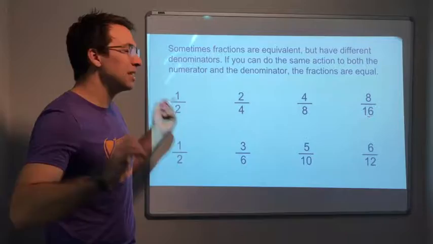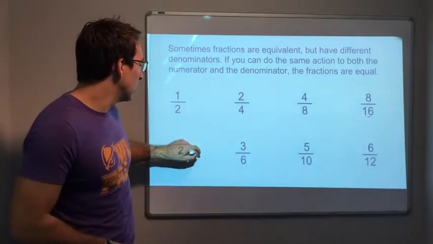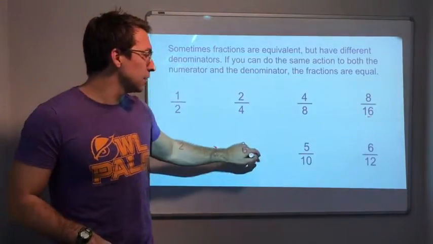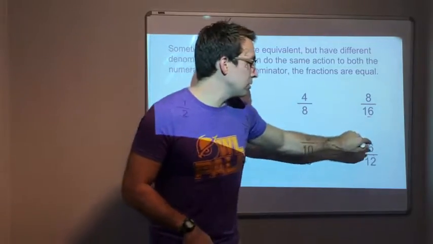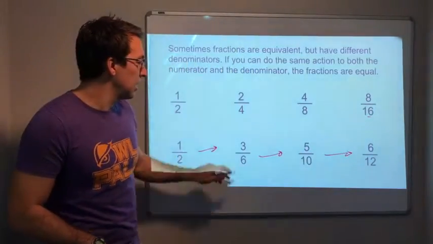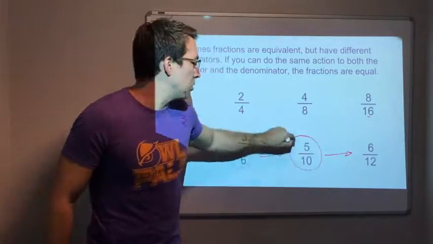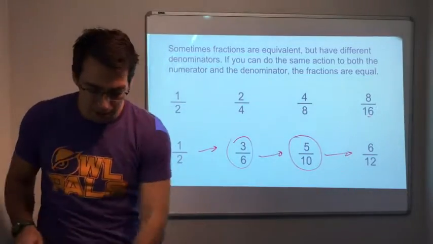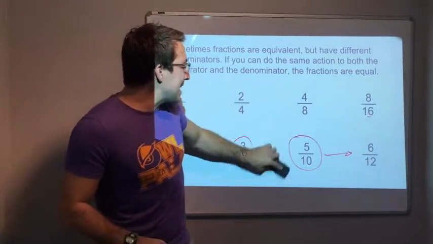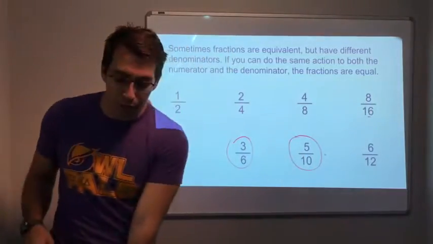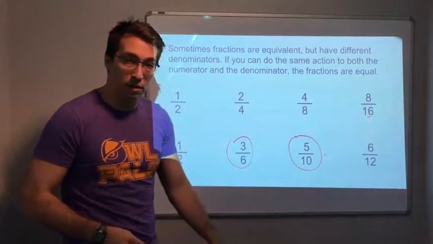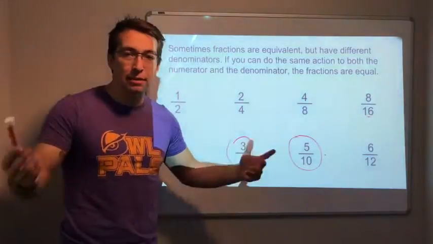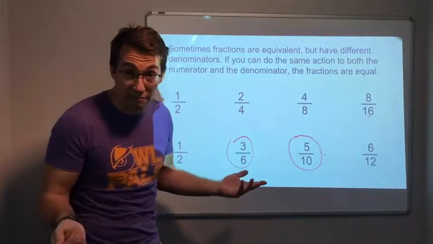All right? Now, same thing here. 1/2 equals 3/6 equals 5/10 equals 6/12. How do these equal? I don't understand. Because I cannot multiply 3 times 2 to get 5. I can't divide 5 by 2, that's 2.5.